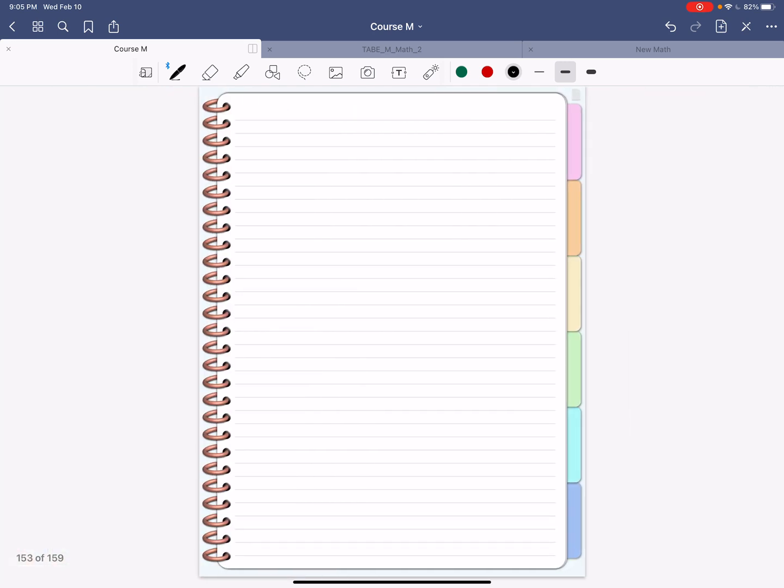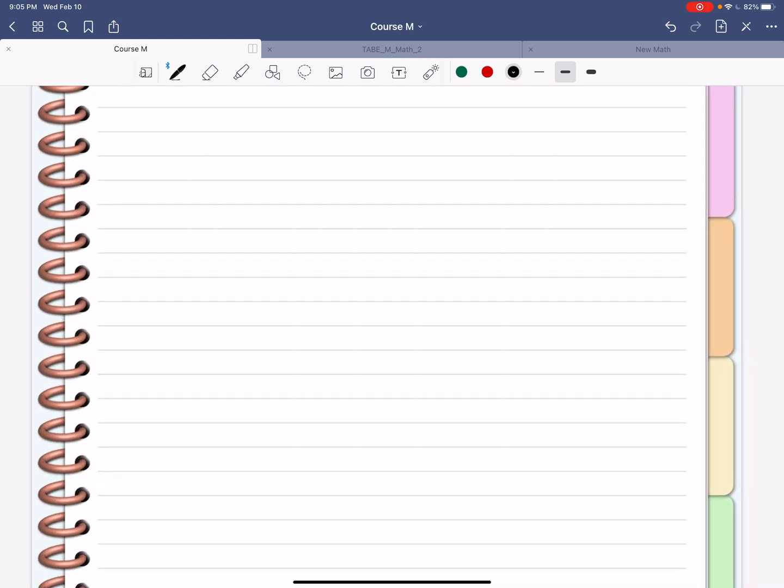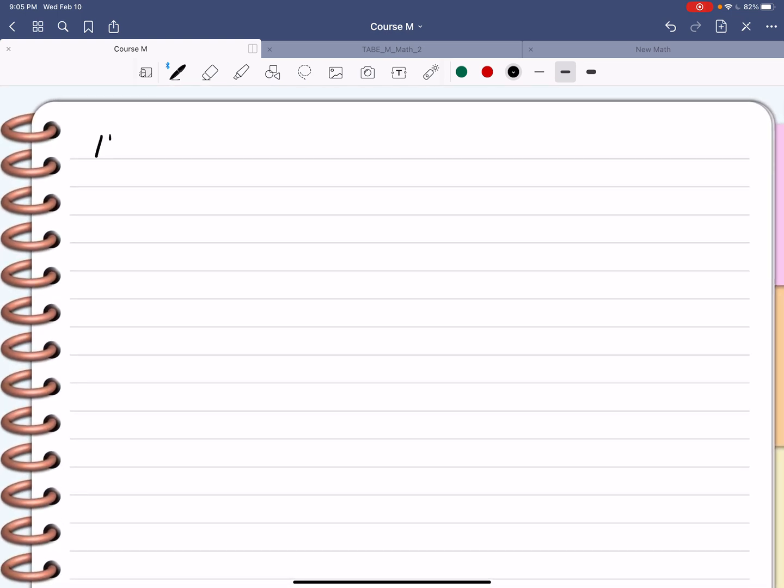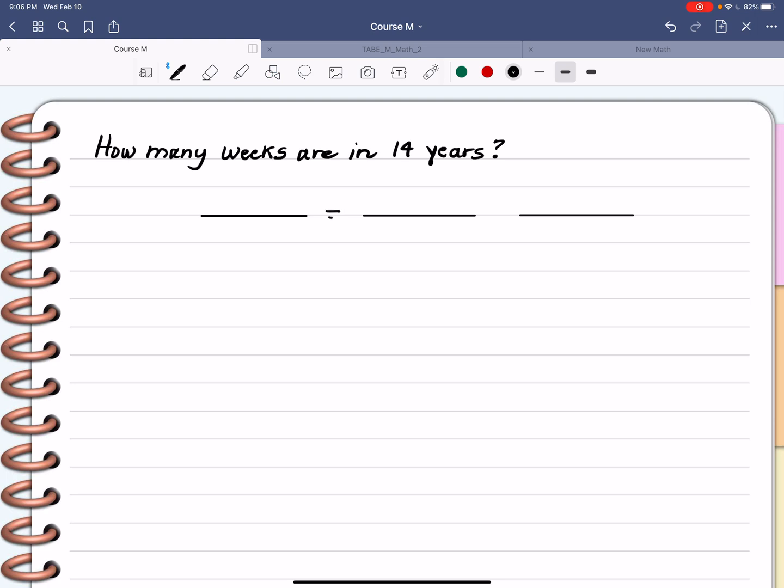Okay, let's try a few more here. So I'm just going to go to a new page, and we're going to practice. Let's do how many weeks are in 14 years. Now, you may not need a proportion to do this. If you know how to do this without one, don't draw the proportion. This is just one way to do it, but it will work every time. So you set up 3 ratios, and we're going to say that they're all equal.